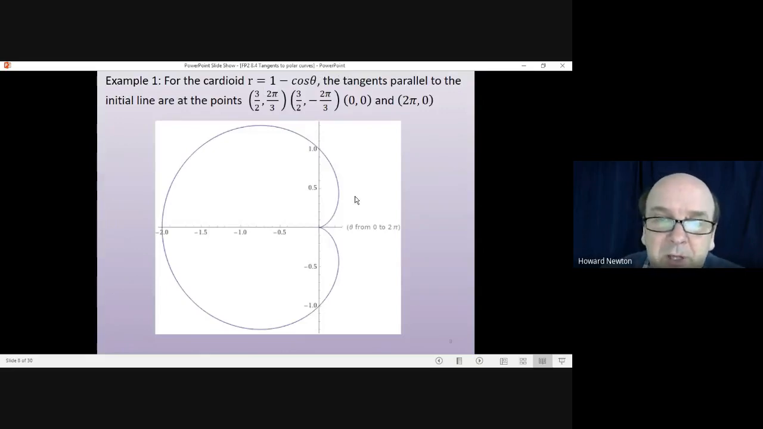If we have a quick look at the curve, we can see where these are. So this first point, (3/2, 2π/3), will be up here at the highest point on the cardioid, where the tangent to the curve is parallel to the x-axis. The second point is the point opposite that, at the lowest point on the curve, where again the tangent is parallel to the x-axis. Both of these are the same point. The line here, well, this point and the half line would be the x-axis itself. And that would be the tangent.